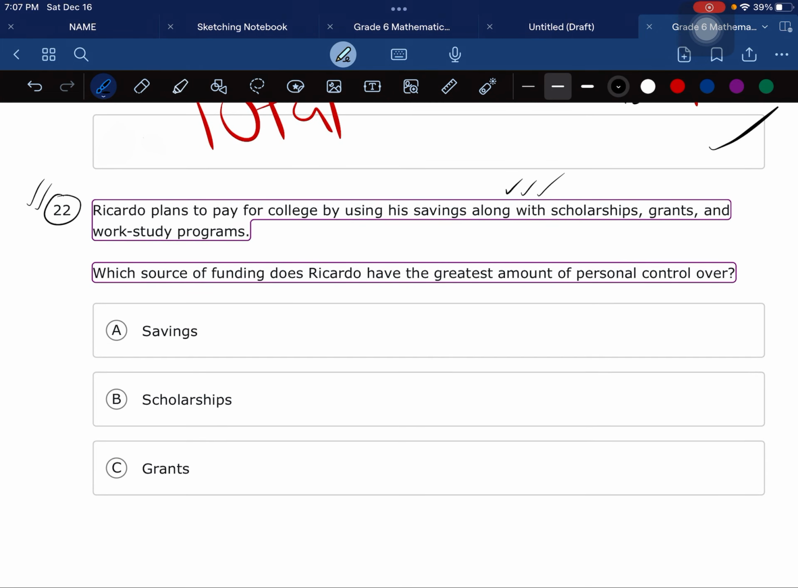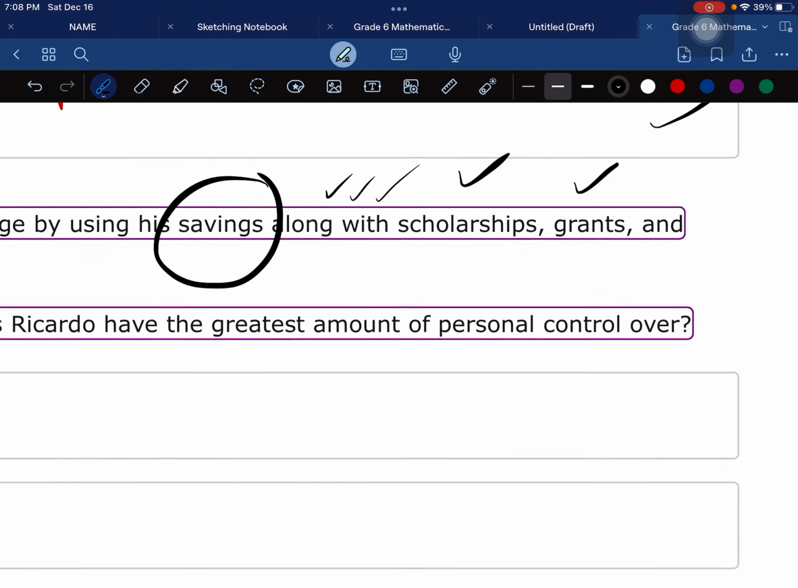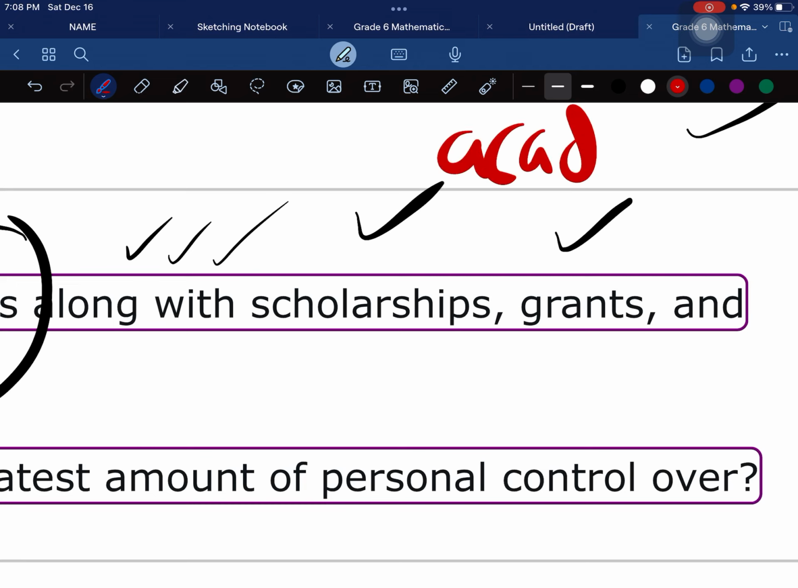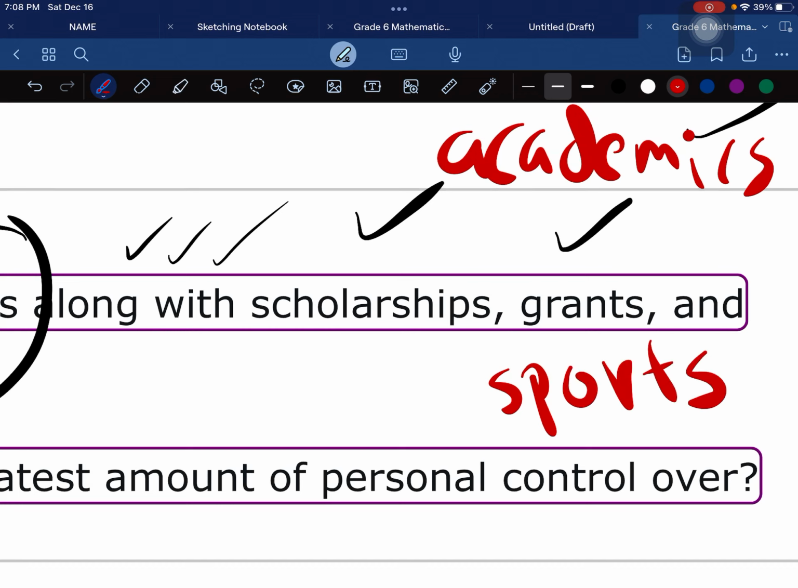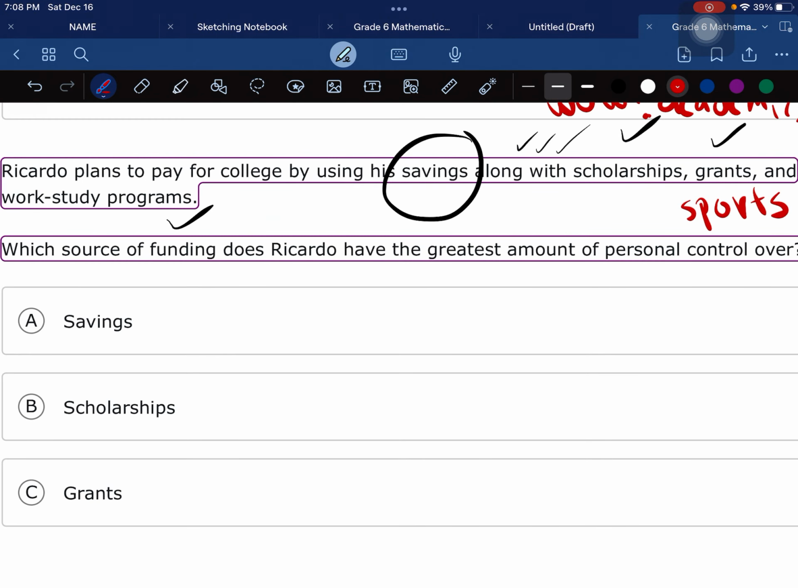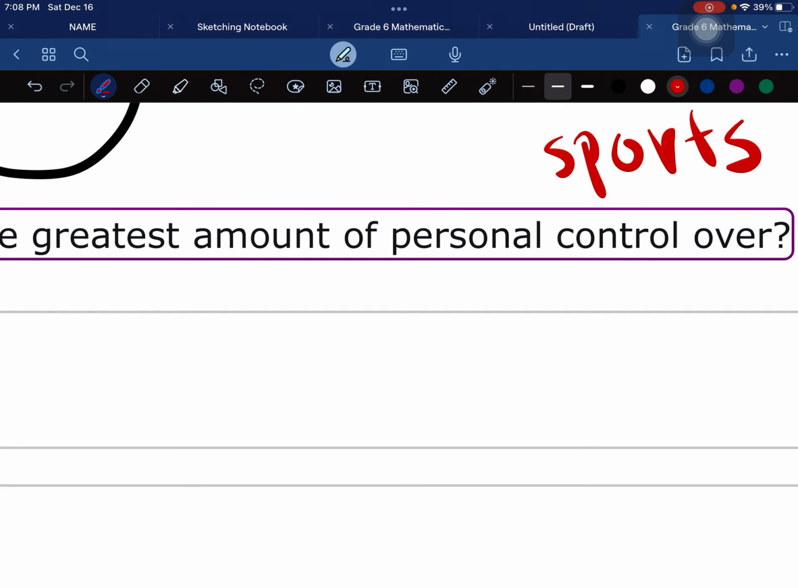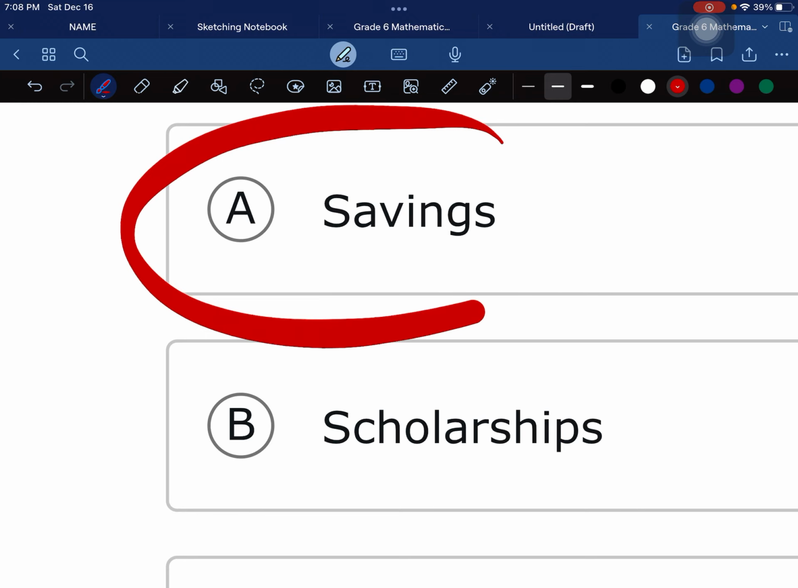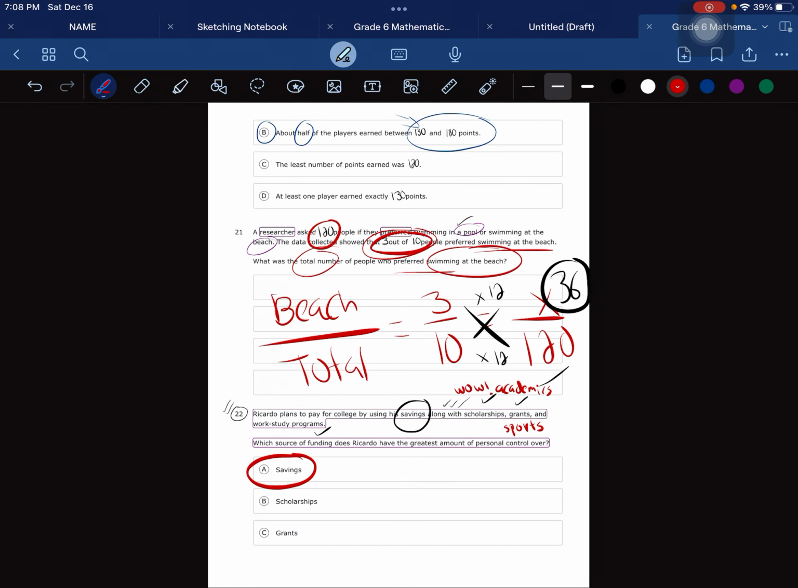22. Ricardo plans to pay for college by using his savings along with scholarships, grants, and work study problem. Chicos, is it easy to get a scholarship? Nope, para nada. Gotta be good in academics, bien inteligente, or sports. And if you're both, wow, muy bien. Ahora, which source of funding does Ricardo have the greatest amount of control over? ¿Qué puede controlar él? Sus ahorros, his savings.